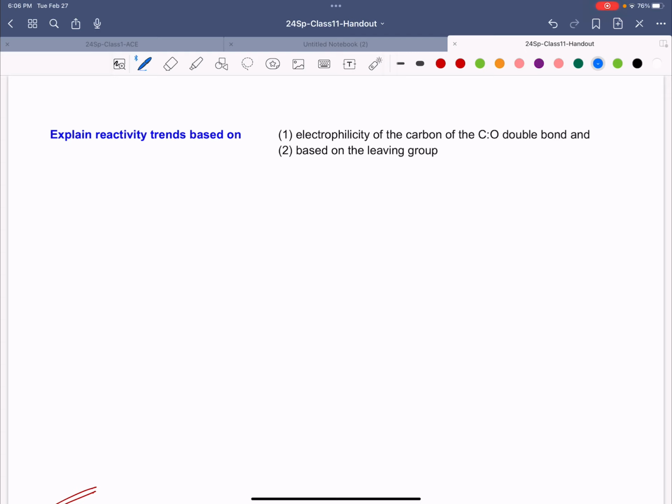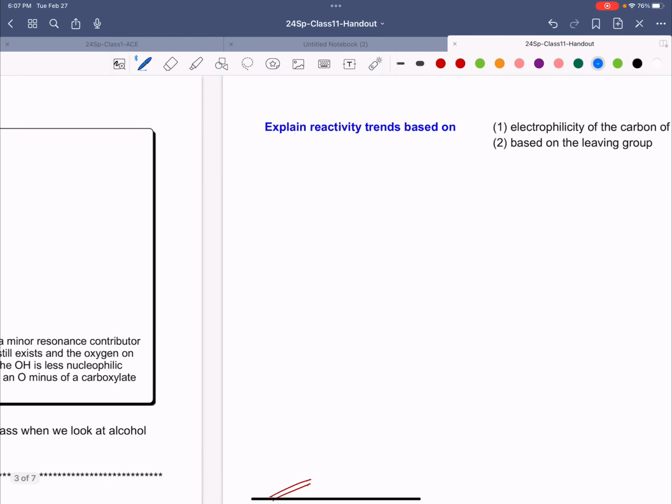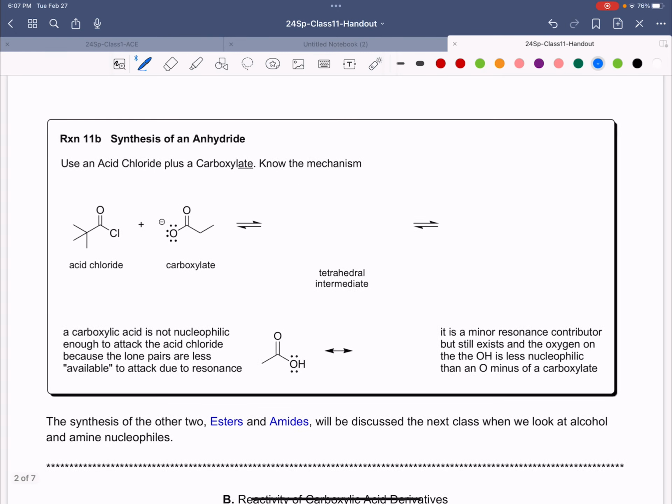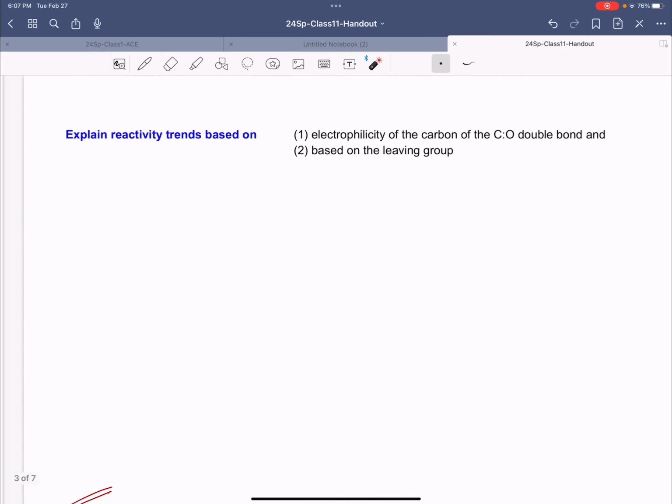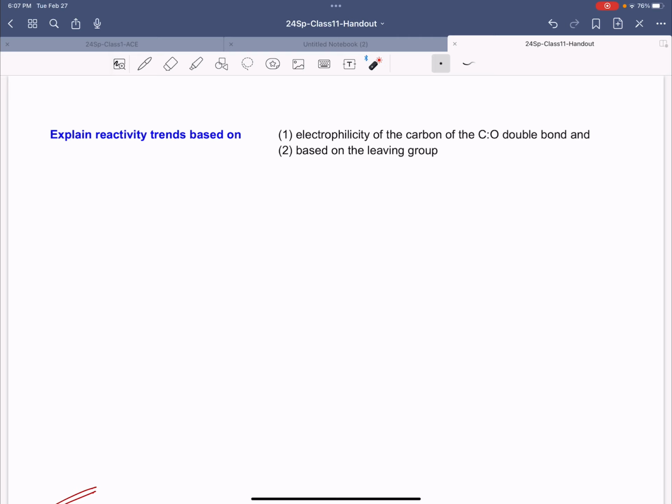Hello. Thus far, we have seen the four carboxylic acid derivatives and their structure, and now we're going to talk about their reactivity. On the previous page of this handout, number 11, it says that the acid chloride is the most reactive. Then follows an anhydride, ester, and amide. On this page, I'm going to attempt to explain two different ways to explain this trend of reactivity.